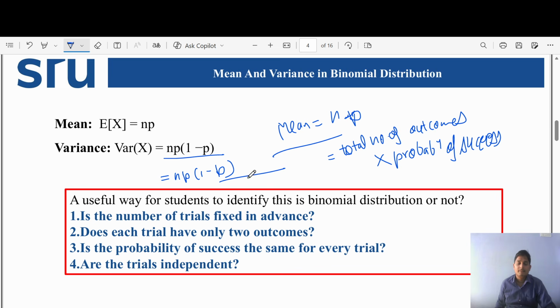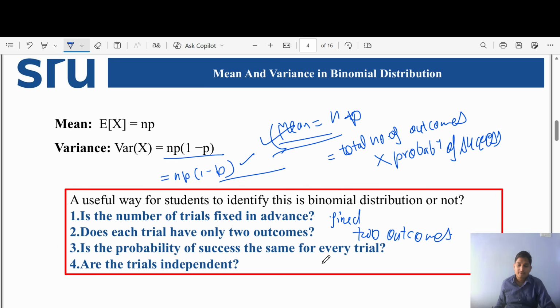You should also learn these, because in some questions only the value of the mean and the total number of outcomes are given, so you find the value of p using the mean formula. So these two formulas are very important. A useful way for students to identify whether this is a binomial distribution or not: is the number of trials fixed in advance? In this distribution, the number of trials is fixed. There are only two outcomes, as we have previously discussed.